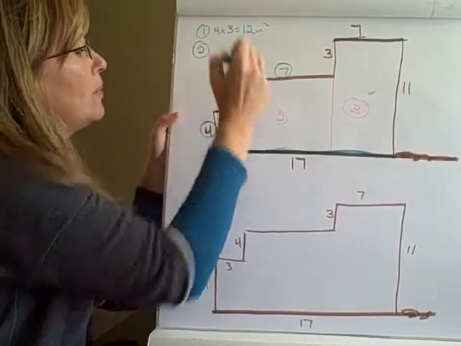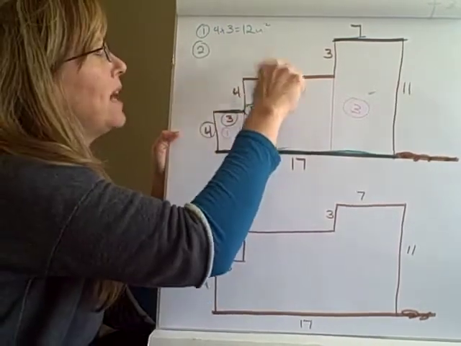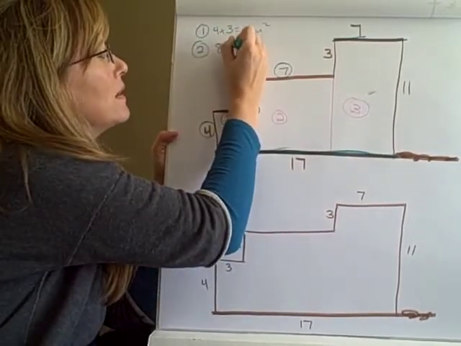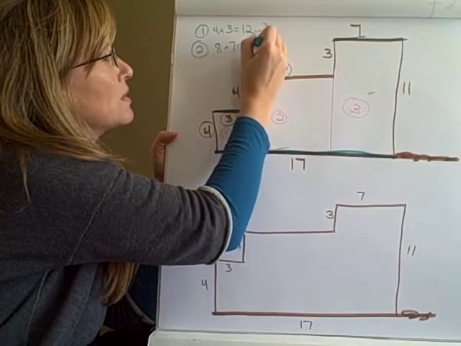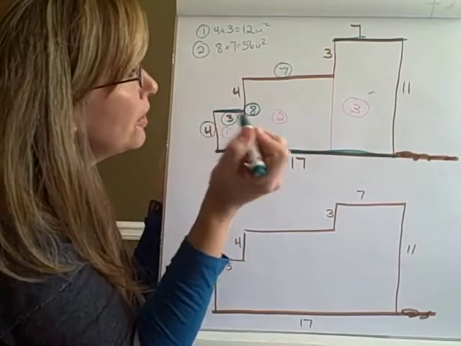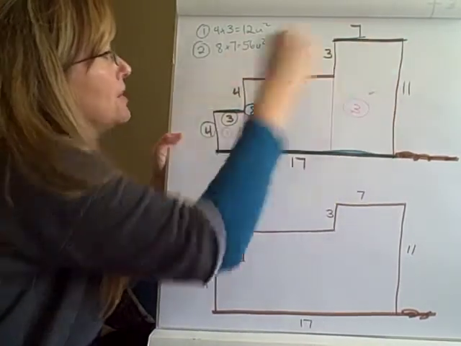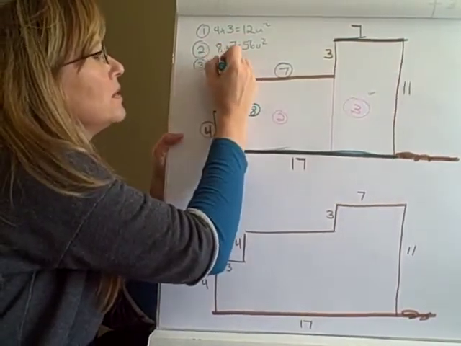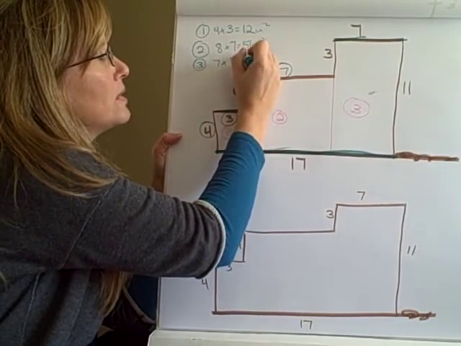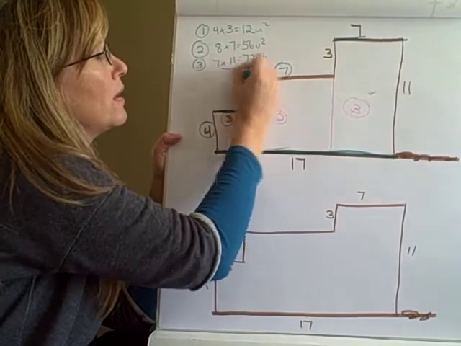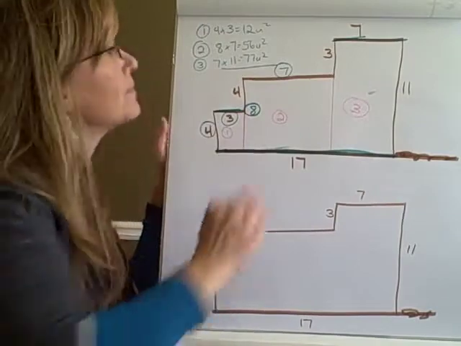So my second shape would be 8 times 7, and that's 56 units squared. Now my third shape is easy. It's already figured out. I know that this is 11, and this is 7. So 7 times 11 equals 77 units squared. Now I just have to add.